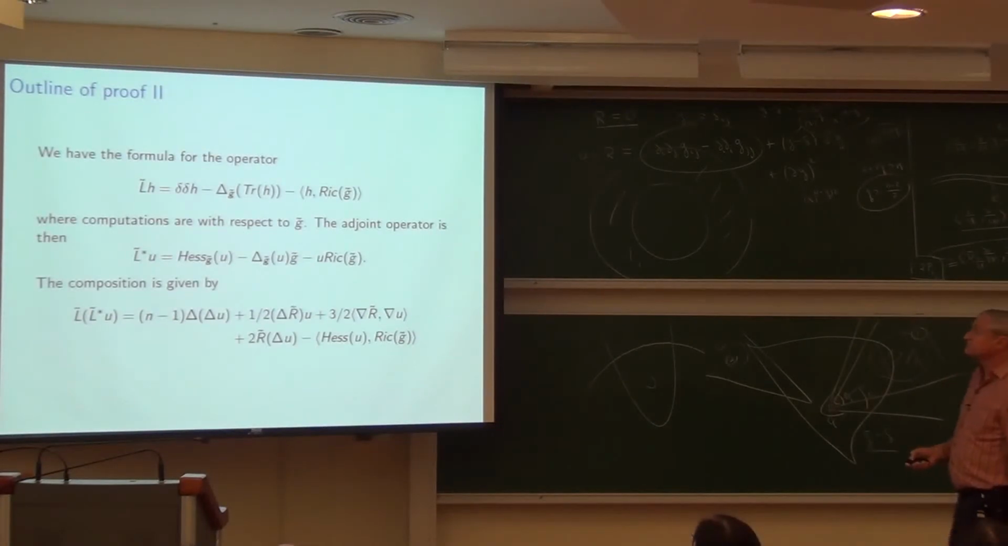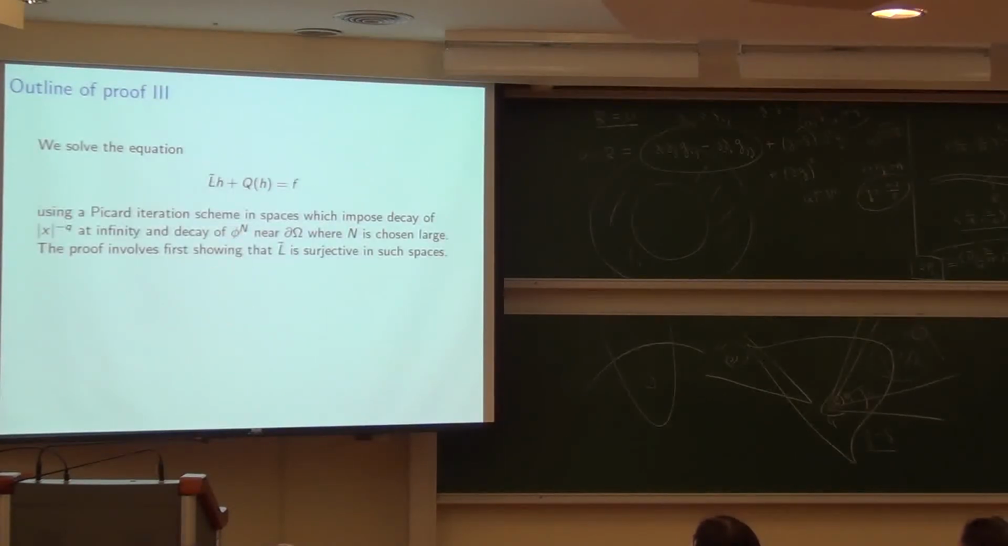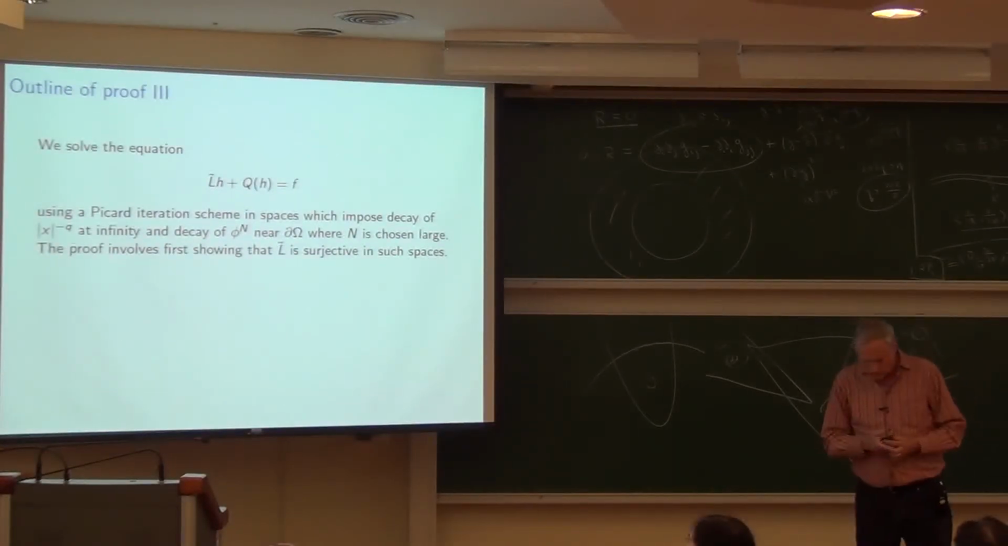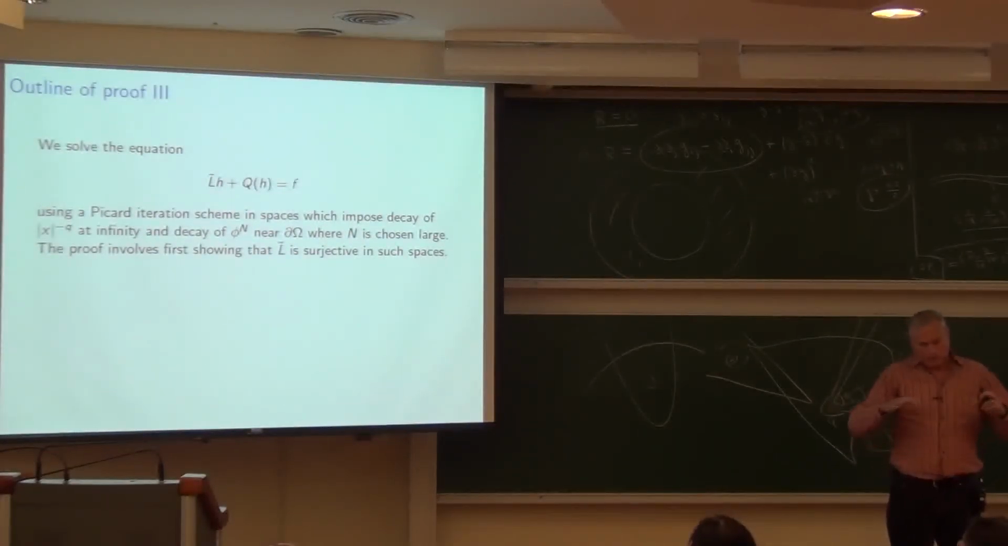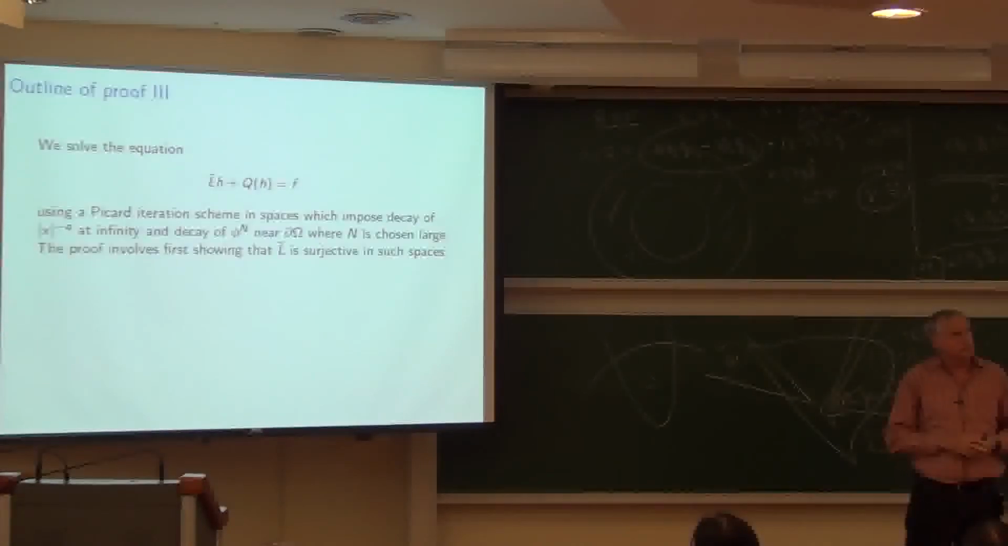I've written down some of the operators here, but let me just say that what happens here is that you can actually solve the system where you fix the decay at infinity, and you can impose arbitrarily rapid decay of the solution near the boundary of the cone. And that's what makes it possible to get smooth solutions which do this.